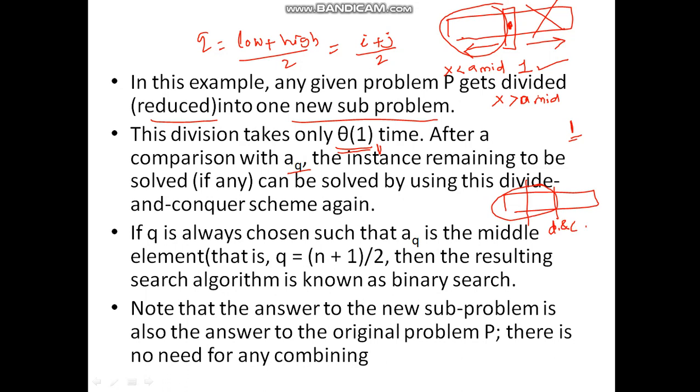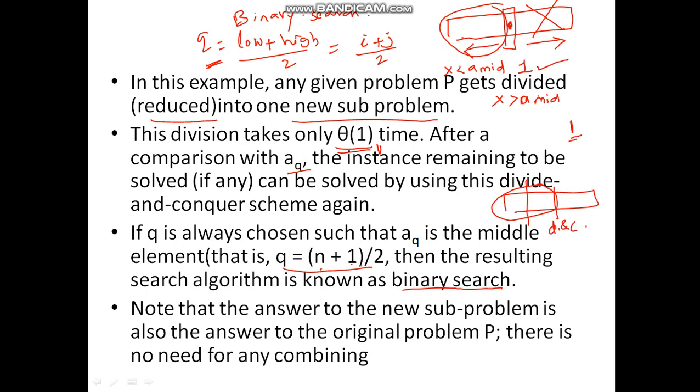If Q is always chosen such that A of Q is at the middle, as I told here, then you can apply this: low plus high divided by 2. Then the resulting search algorithm is known as binary search. If I choose this methodology, where Q is equal to low plus high divided by 2, this algorithm becomes a binary search algorithm.